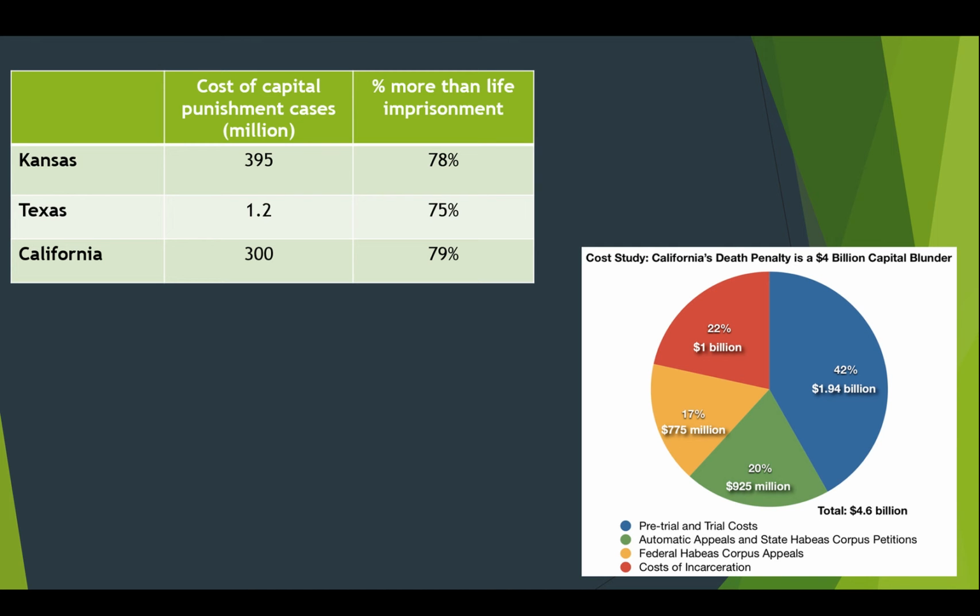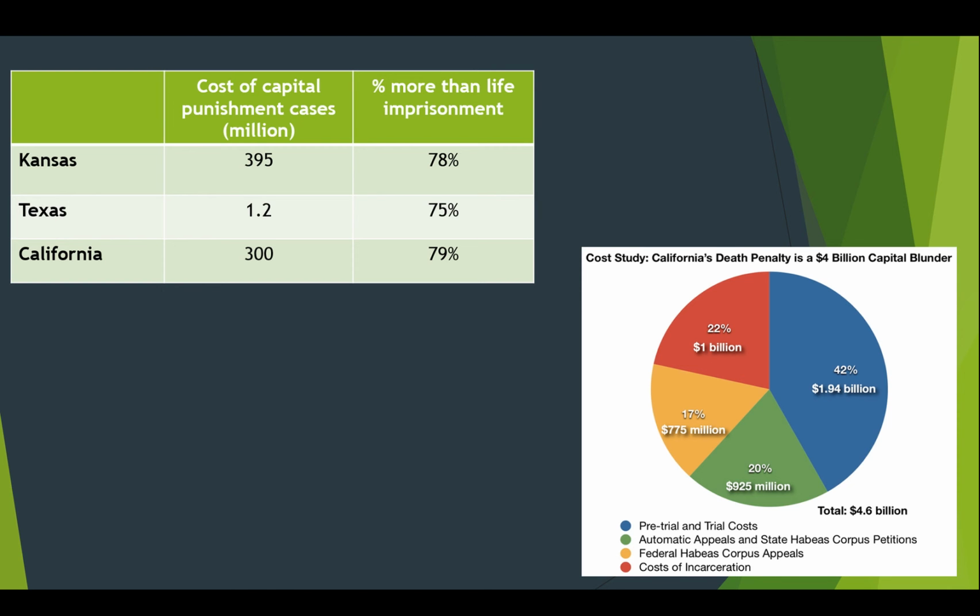Here we're going to look at 3 different states that enforce the death penalty: Kansas, Texas, and California. Kansas spends about $395 million per case, which is about 78% more than the cost of life imprisonment. Texas spends about $1.2 million per case for capital punishment, which is about 75% more than the amount spent with life imprisonment. California spends about $300 million per case, which is about 79% more than the amount spent on their life imprisonment cases.